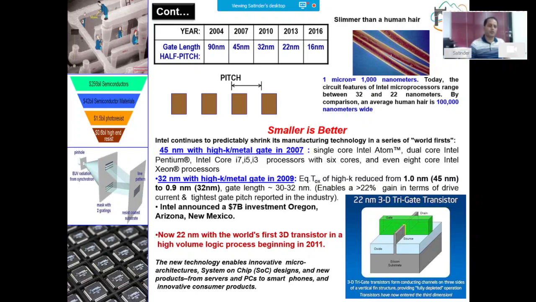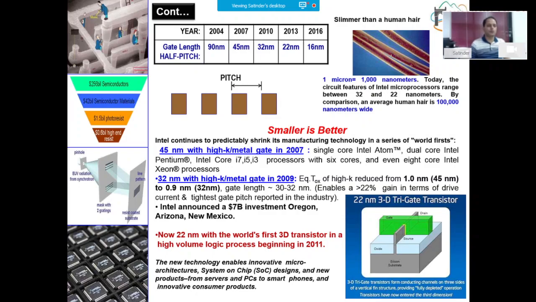45 nanometer technology came with the high K metal gate in 2007, and some of you are familiar with the Atom processor, which was not that acceptable because of many other technical issues. After that, Intel launched the dual core Intel Pentium, Intel Core i7, i5, and i3 processors. Some of them all of you have used in the last couple of years for one application or another. Then there was also the Xeon processor. All are basically fabricated in the 45 nanometer technology node, which means the transistor gate length is 45 nanometer.